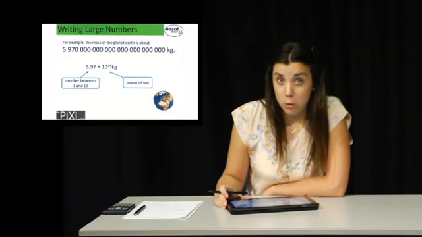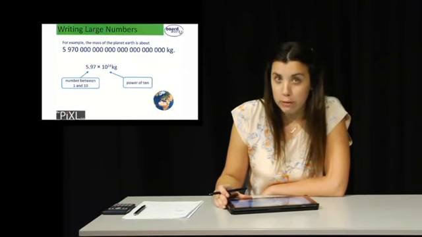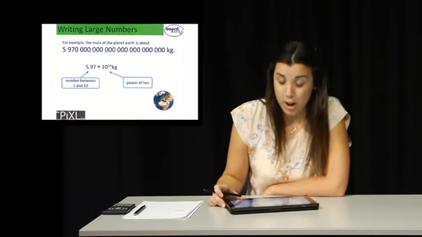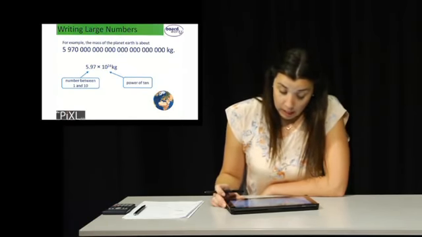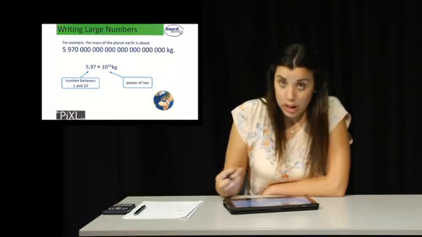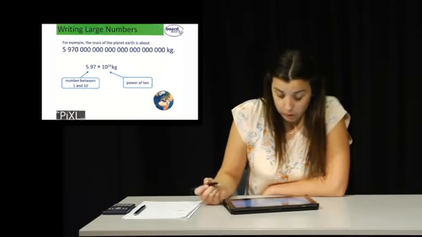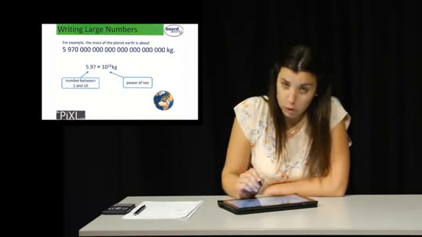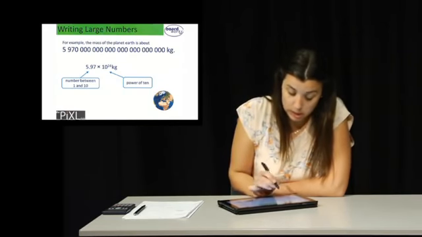So we can use standard form, as we saw at the beginning, to write really, really big numbers. This here is the mass of the planet Earth. As you can see, it's a big number, very long to write down, so we use standard form. Looking at the number, we need a number between 1 and 10. I want you to write this on your sheet as we do it.